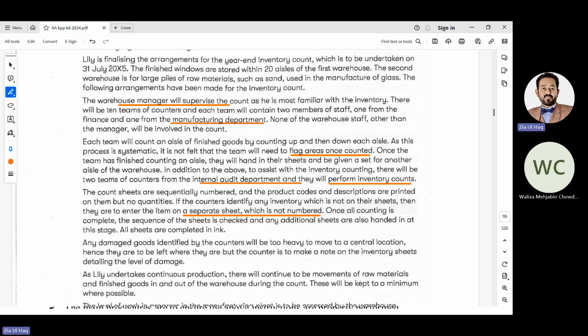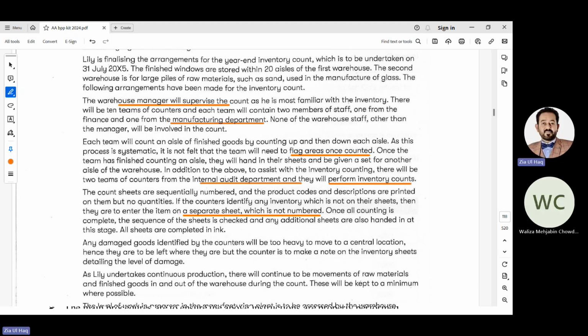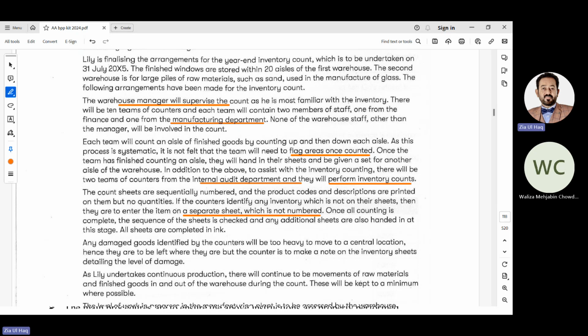Well, if they're not in the system, there could be some inventory items. Like, if they're not in the system, how are they pre-numbered? No, no. Serial pre-numbered, not pre-numbering of inventory. We are discussing pre-numbering of inventory sheets.